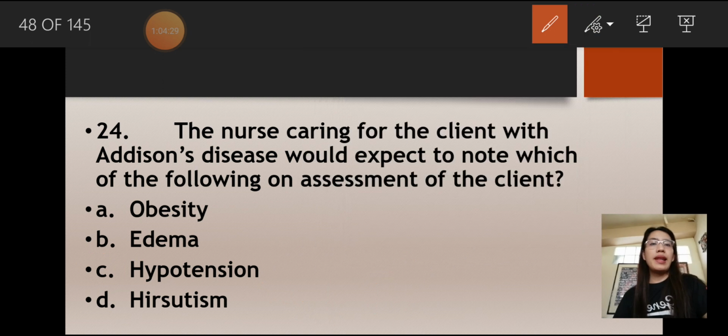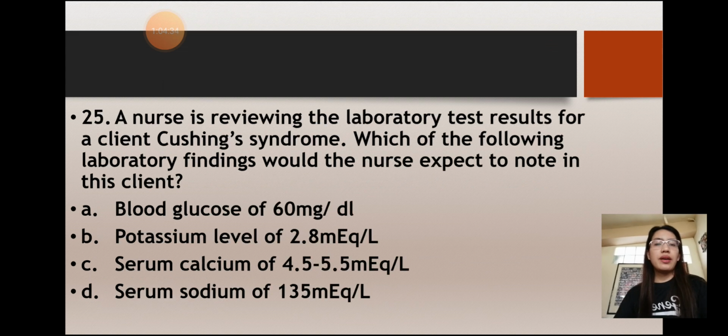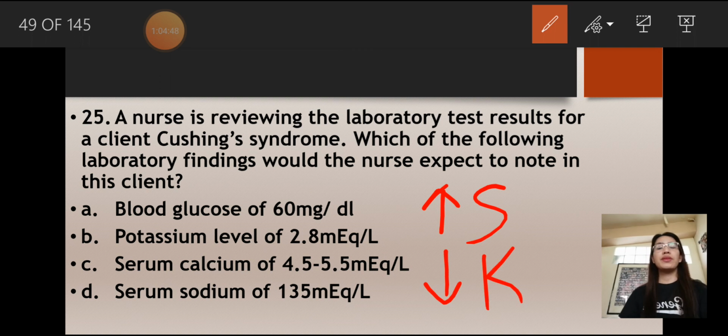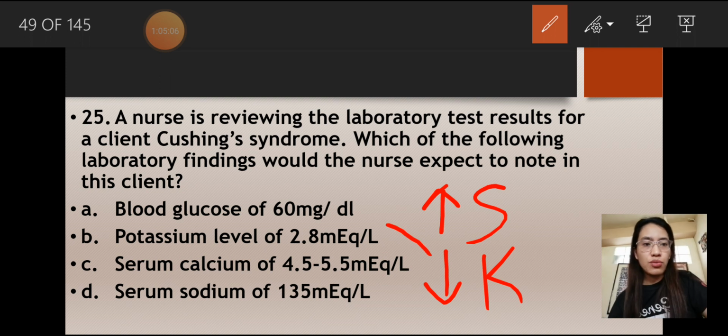Last number for this portion, number 25. A nurse is reviewing the laboratory test result for a client with Cushing syndrome. Which of the following lab finding would the nurse expect to note in this client? Again, always remember, increase S, decrease potassium. So, alin dyan ang consistent sa ating Cushing? Letter A, blood glucose of 60 milligrams per dL. That is normal. No? So, ang normal natin is 60 to 110. B, potassium level of 2.8. The normal is 3.5 to 5. So, definitely, mababa yan. Consistent? Yes, consistent siya sa ating Cushing.